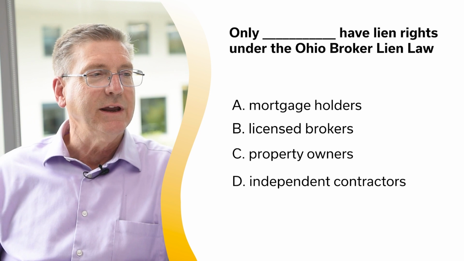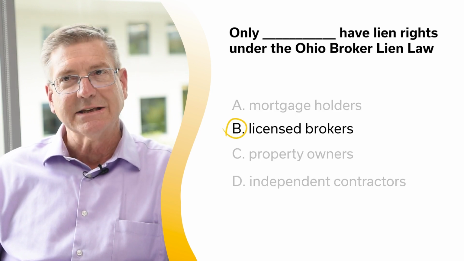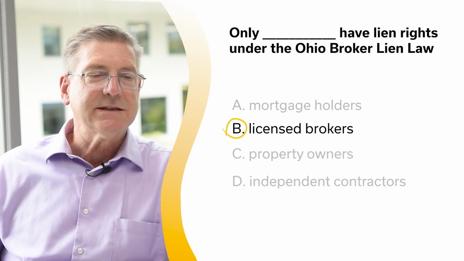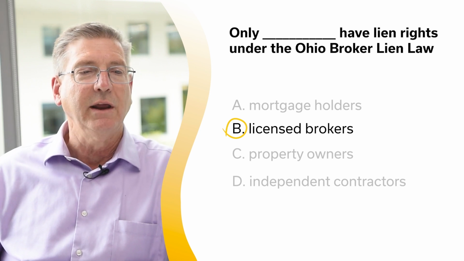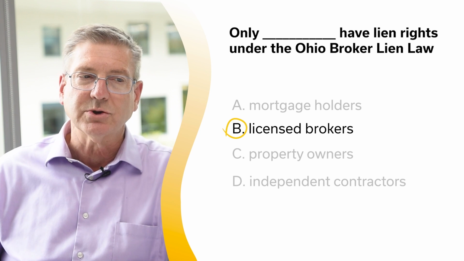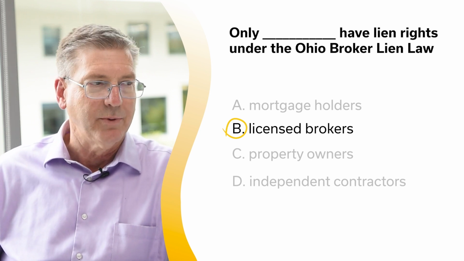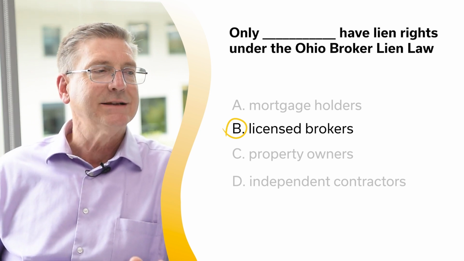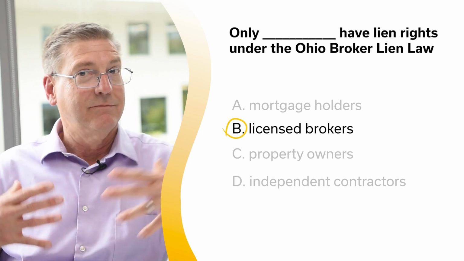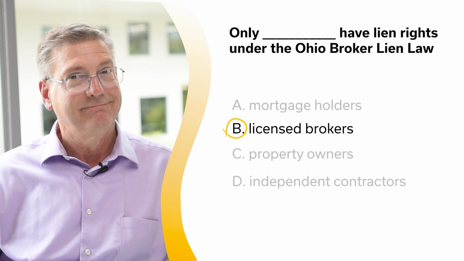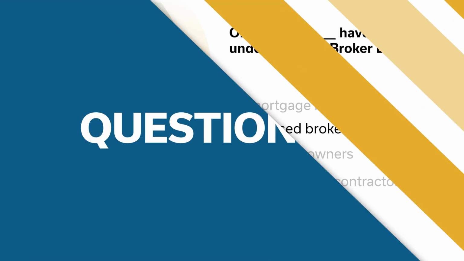The correct answer is B, licensed brokers. Only licensed brokers have lien rights, and only when it is in a written real estate contract with the owner of commercial property. A key thing to look at is it's the Ohio broker lien law. Licensed brokers can have the lien right.